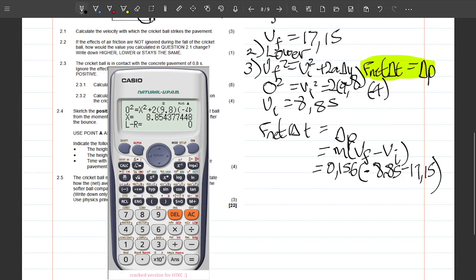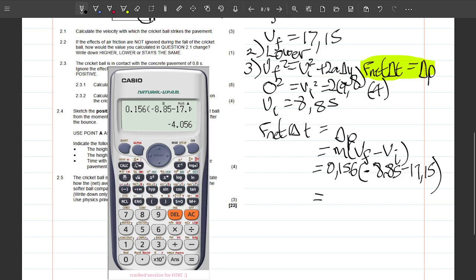So to proceed and finish that off, we'll then simplify that. I'll grab the calculator and let the calculator do the work. So to do this, we're going to do that substitution of 0,156 right there, minus 8,85 minus 17,15, which was the one we had from the previous question. Then I'll close that off the bracket and then get my direct answer.